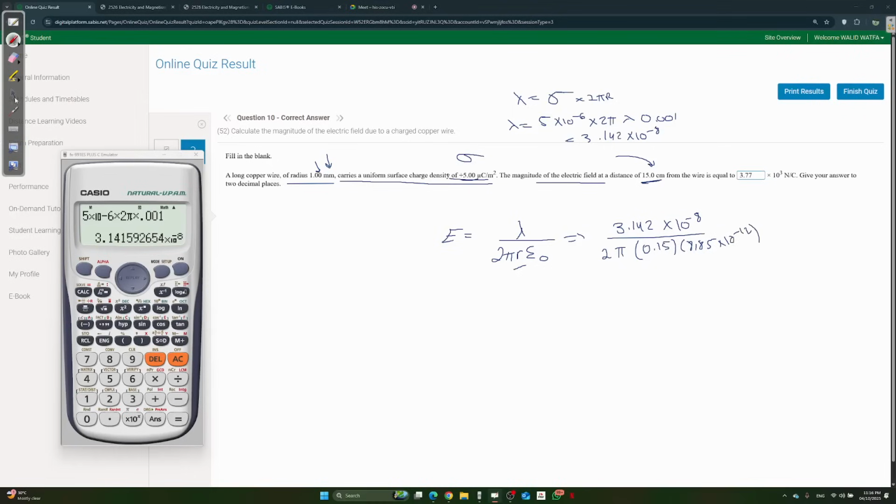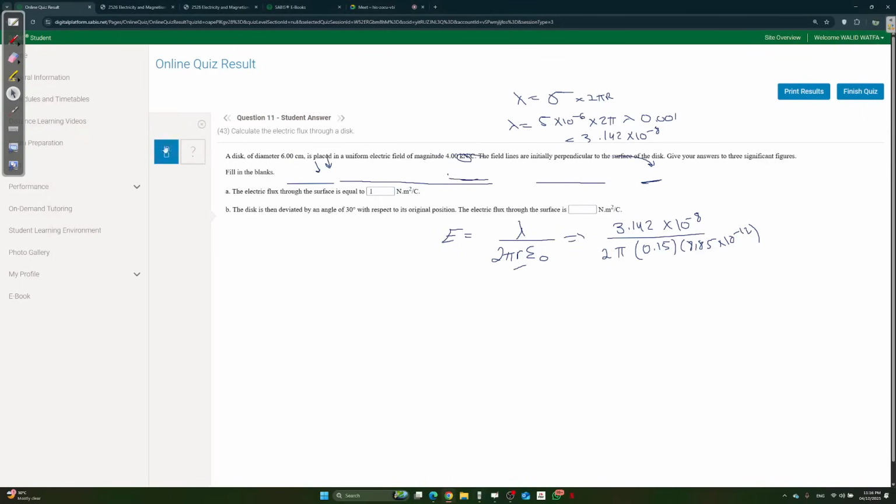Come on, put it all in the calculator. 3.142 times 10 to the minus 8, or let's just say the answer I got, over 2 pi times 0.15 times 8.85 times 10 to the minus 12. So you get, to 2 decimal places, 3.77 times 10 to the power 3.